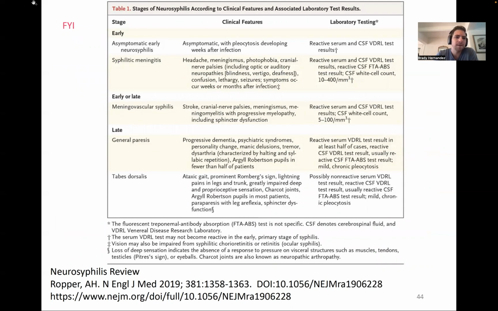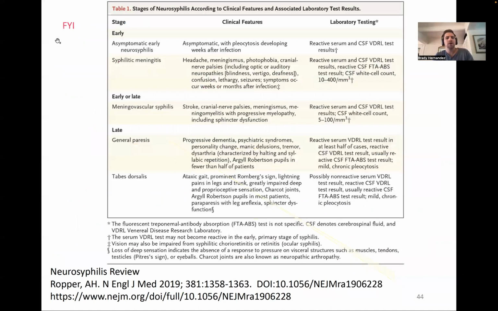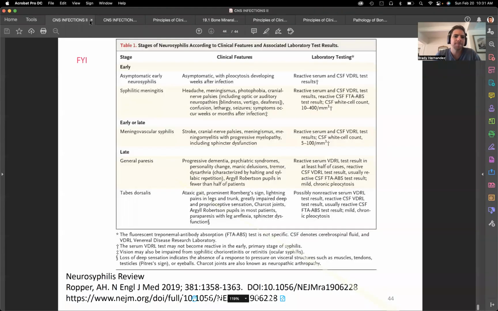All right. And correct me if I'm wrong, I think tabes dorsalis is only a sensory issue. Double check that one on me. But if they're talking about a sensory issue, maybe you're thinking syphilis.